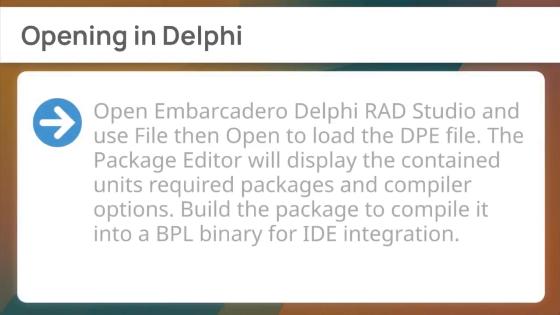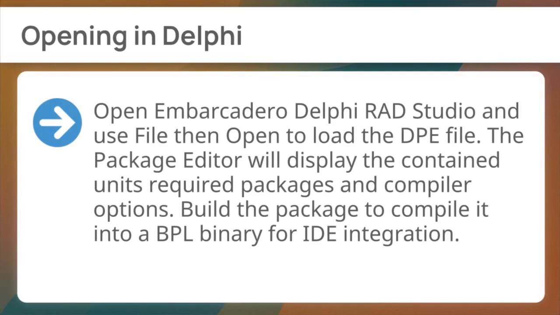First, opening in Delphi. Open Embarcadero Delphi RAD Studio and use File, then Open to load the DPE file. The package editor will display the contained units, required packages, and compiler options. Build the package to compile it into a BPL binary for IDE integration.